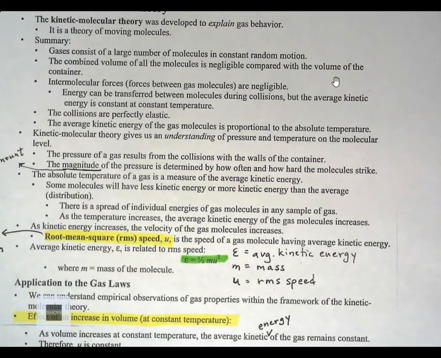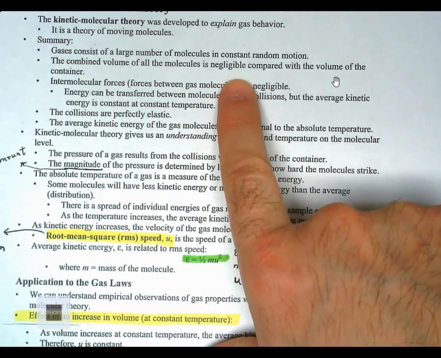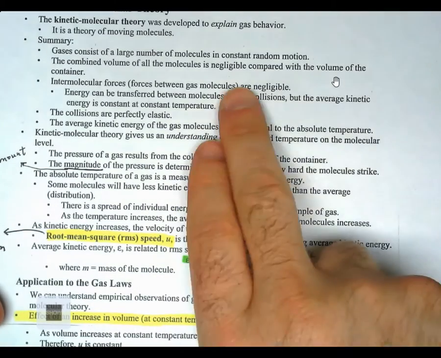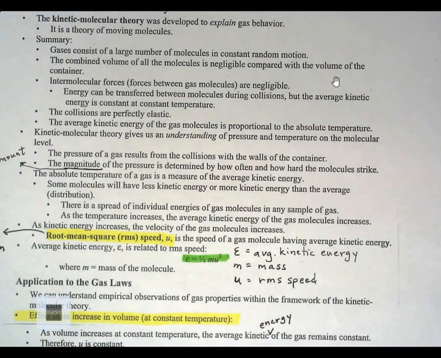Okay. The combined volume of all the molecules is negligible. That means basically it's so small it doesn't really affect anything compared with the volume of the container. So that's talking about the actual volume of the molecules versus the whole volume of the container, because there's so much air and space in between them, right?